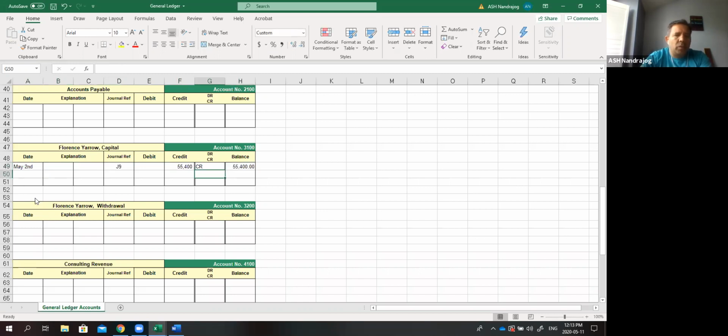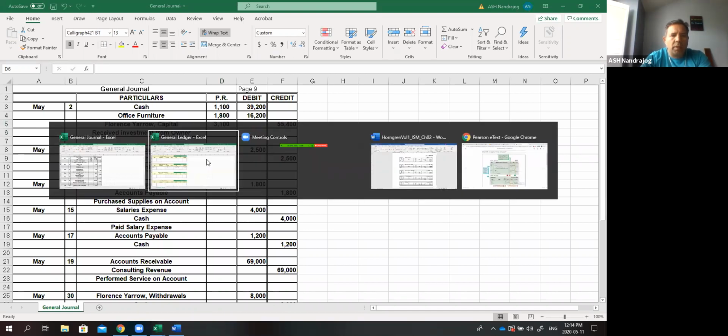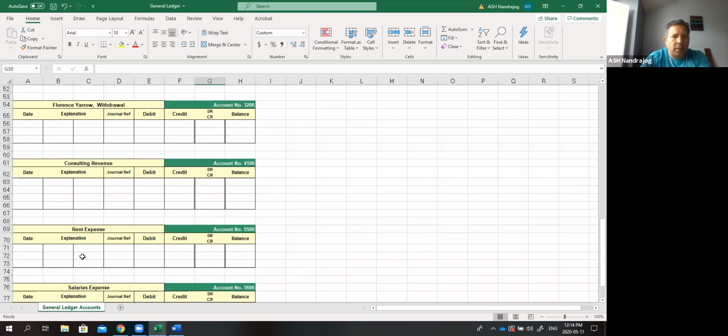All right. So now we go back to the journal and we write down which account this is being posted to. So this one is 3100. So that takes care of all these three accounts having been posted. Now let's continue. So May 2nd, we have now the entry for the rent expense. So we would find the rent expense right here. We write down May 2nd and it's coming from J9 and the amount is 5,500. And now we should have a debit balance.